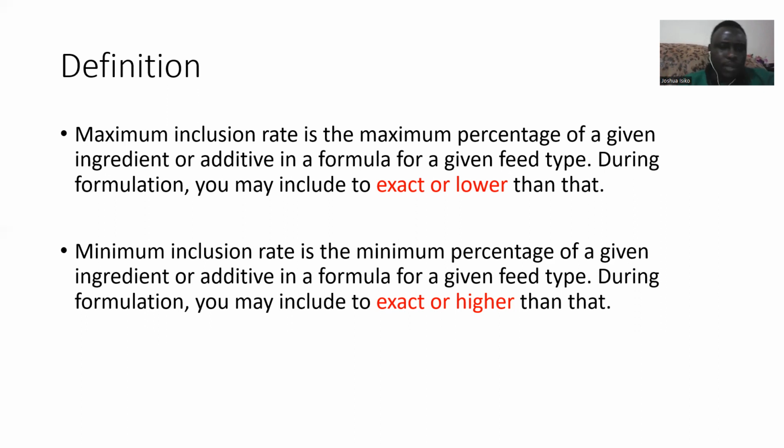And sometimes we even put a minimum in layer chicken. In fish, we put a minimum for salt because you need salt. So for the minimum, during formulation, you may include exactly that or higher. So you put either that or higher than that.